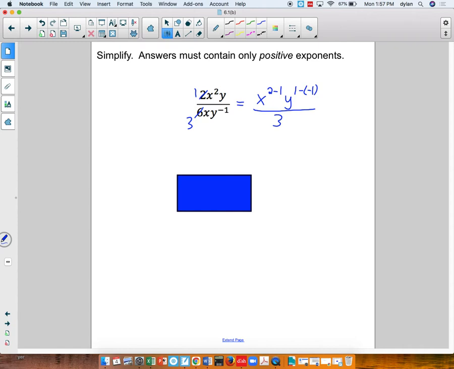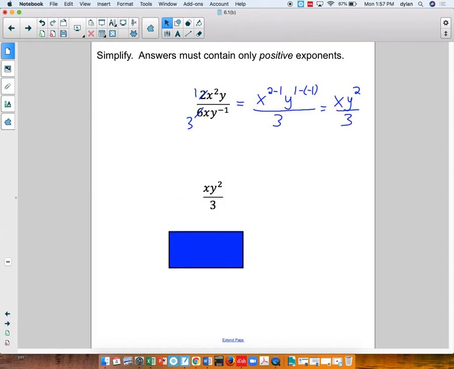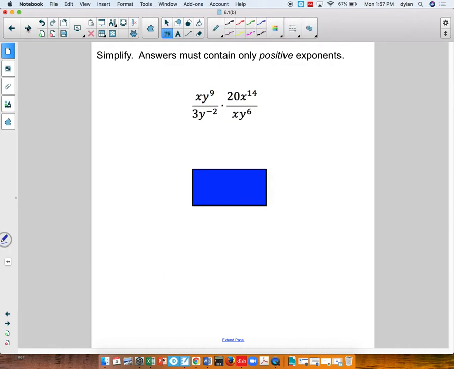So now if we do our subtraction, we're going to end up with x y to the 1 minus negative 1, or 1 plus 1, so y squared over 3 as our answer for this problem. All right, so our next problem, getting even a little bit more advanced here.